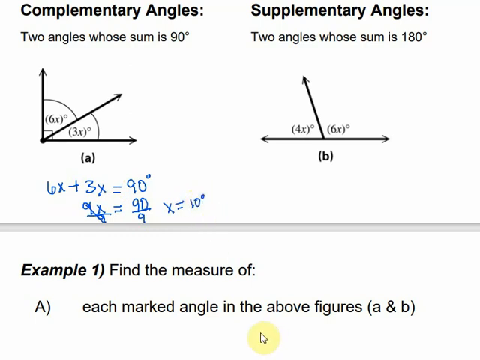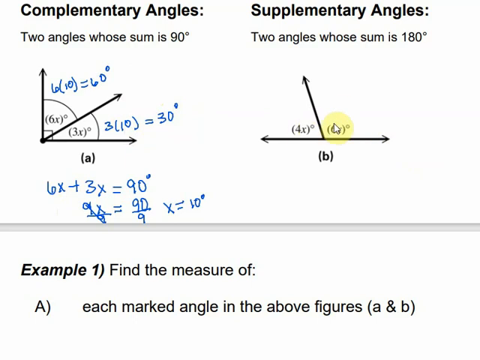Now that's x, that doesn't answer the question. We're supposed to find each marked angle. So this first angle, we would just replace x with 10, and we get 6 times 10, which would be 60 degrees. And then in the other angle, we have a 3 times x, so that would be 3 times 10. So that would give us 30 degrees. And of course, 60 plus 30 does equal 90.